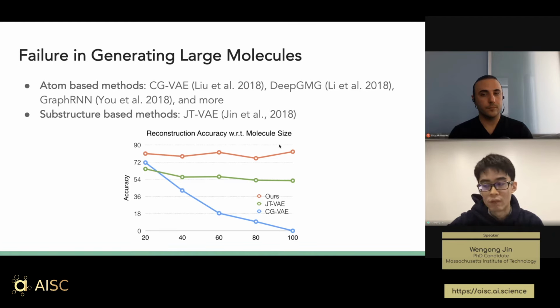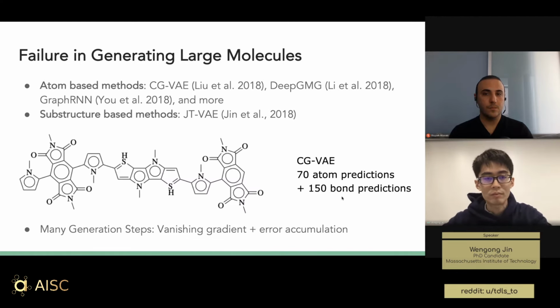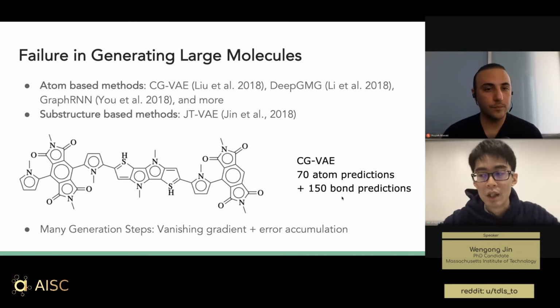This is quite frustrating because most polymer structures are kind of large, and reconstruction accuracy is an important measure for VAE model performance. And I will show in the later slides that reconstruction accuracy is not the only issue. These two models also have poor sample quality. So let's see what is the reason behind these failures.